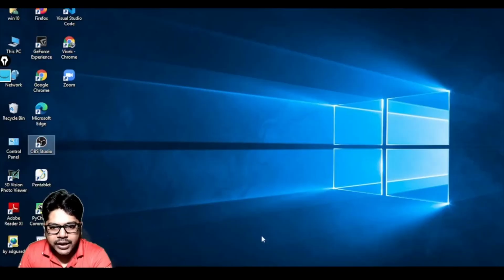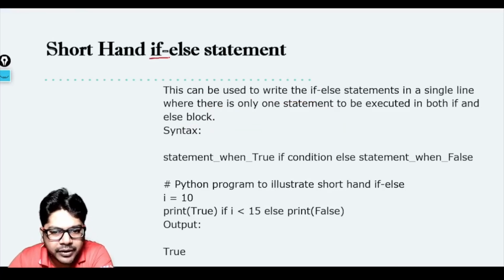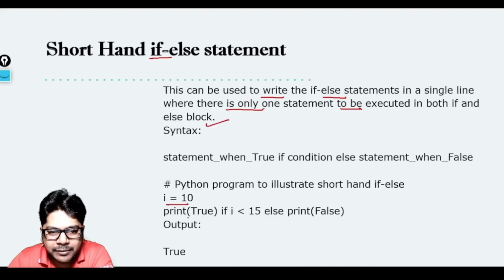Now going to the next one, which is the shorthand if else statement. How does it work? You can write if and else in the same line, shorthand. This can be used to write the if statement in a single line where there is only one statement to be executed in both the if and else blocks. You see here, print true if I less than 15, else print false.